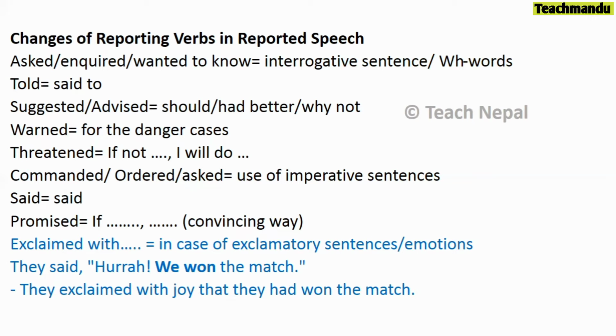Promised, if there is something convincing starting with if, then we can write promised. For example, if you become a good boy, I'll buy you some gifts. Then we can write he promised me that, we can write in that way. Now exclaimed with, in case of exclamatory sentences or the sentences that express emotions, we can start the reporting verb with exclaimed with. For example, they said hurrah, we won the match. Here we can write they exclaimed with joy that they had won the match.